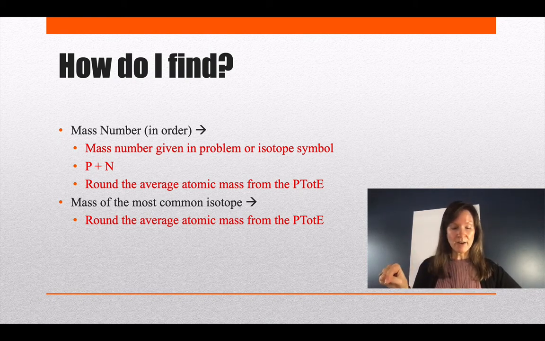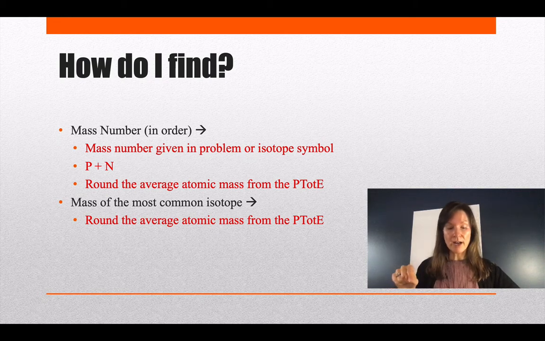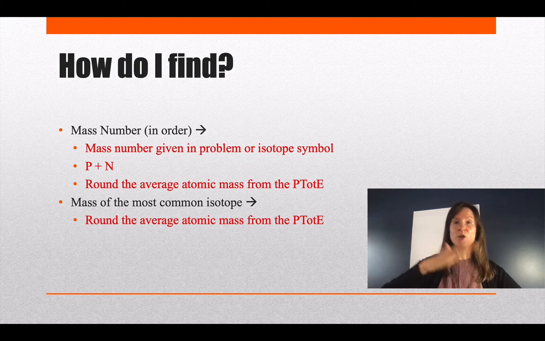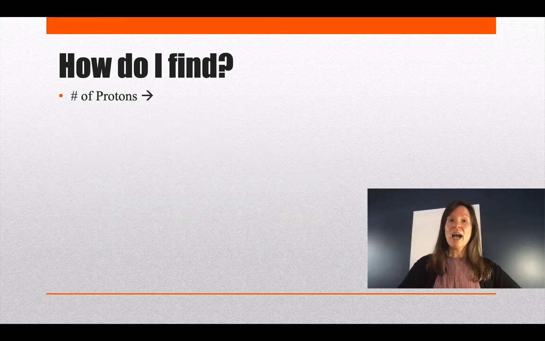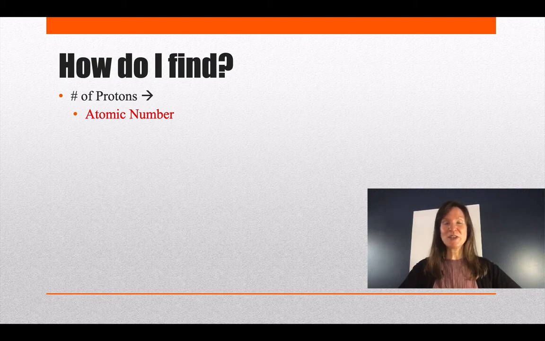Or like for fluorine, which is 18.99, the most common isotope is 19. So rounding to that nearest whole number, whether it's up or down, it would just be the nearest whole number. How do I find number of protons? Well, it's your atomic number, so you can just look at your periodic table to get that.